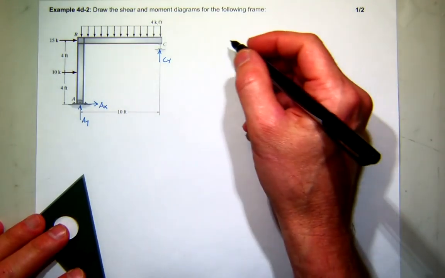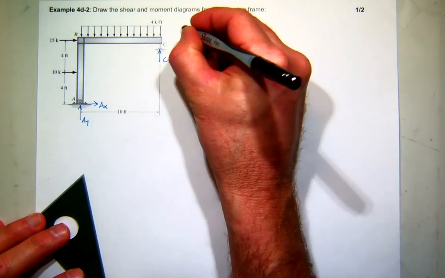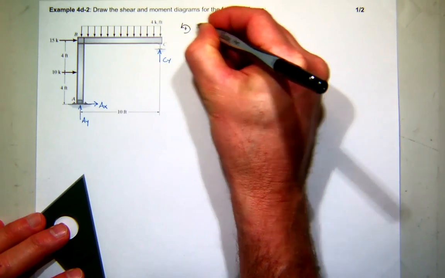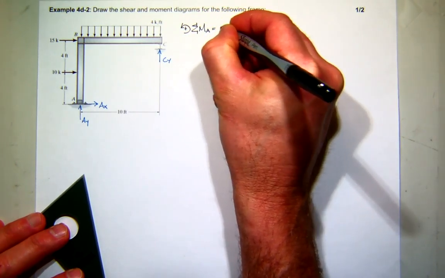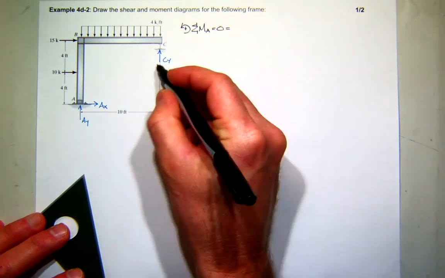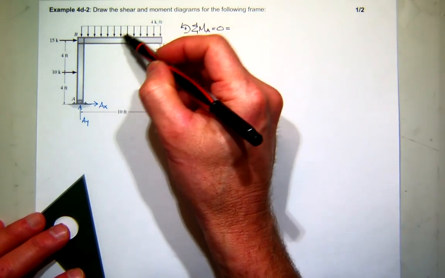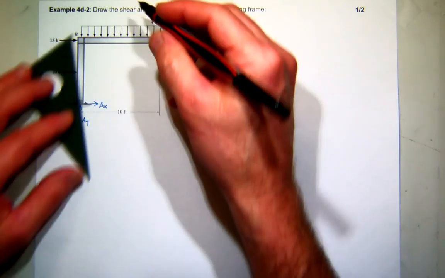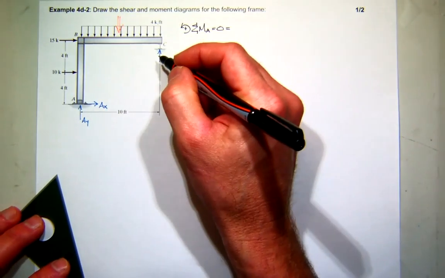Okay, so what do we do first, Mr. Stewart? You want to find a moment at A? Yeah, that's a good idea. So let's sum the moments at A. When we do that, what should we find? We should find our CY reaction. I'm going to go ahead and change this load a little bit to help me out. So what is the concentrated equivalent force for that?